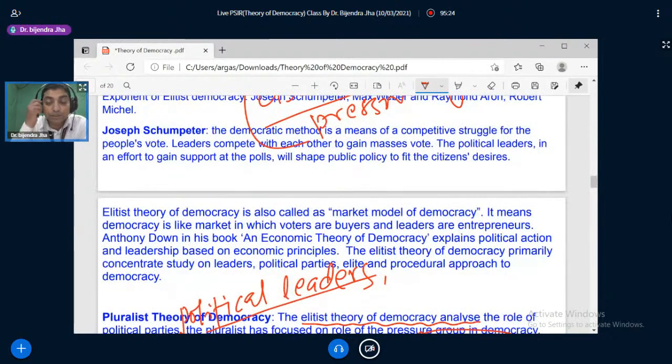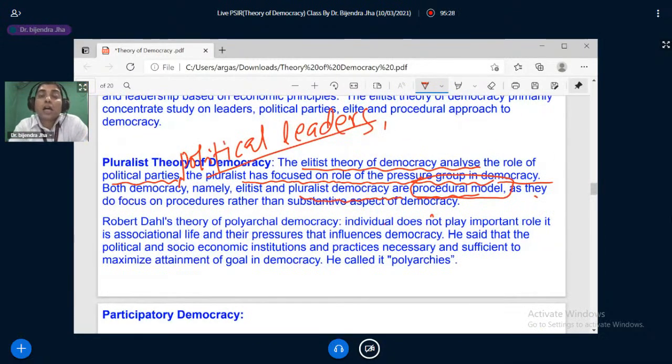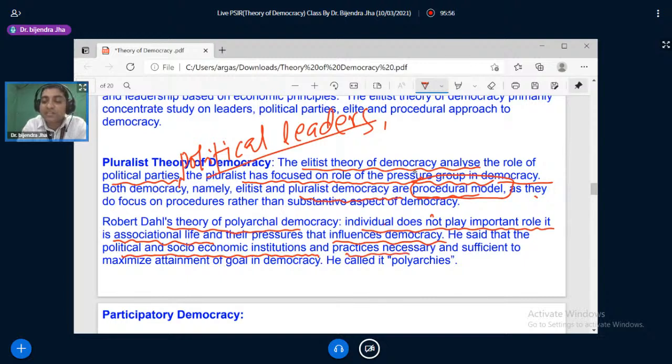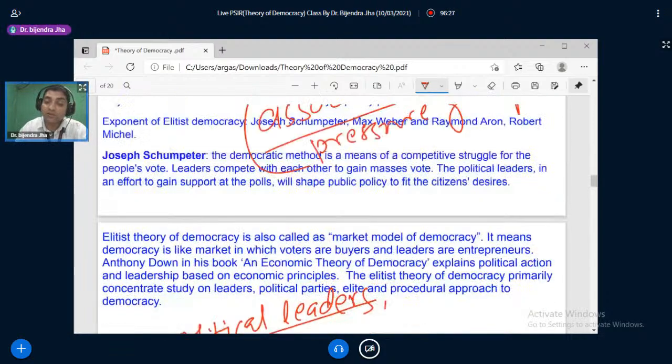So for Joseph Schumpeter, power lies in the elite. For Dahl, power lies in the association, right? Power lies in the union, power lies in the pressure groups, right? So Robert Dahl's theory of polyarchy says individual does not play an important role, it is associational life, right? It is pressure groups that influence democracy, right? And he said that the political and socio-economic institutions and practices are necessary and sufficient to maximize attainment of goals in democracy, right? ये कहते हैं कि जो भी सोशल, इकोनॉमिक एंड पॉलिटिकल एसोसिएशनल ग्रुप हैं, जो प्रेशर ग्रुप्स हैं, एसोसिएशनल लाइफ है, वो सफिशिएंट है अपने गोल्स को अटेन करने में, अपने इंटरेस्ट को मैक्सिमाइज करने में, राइट? What he calls polyarchies, right? So that is the pluralist theory of democracy. So simple.